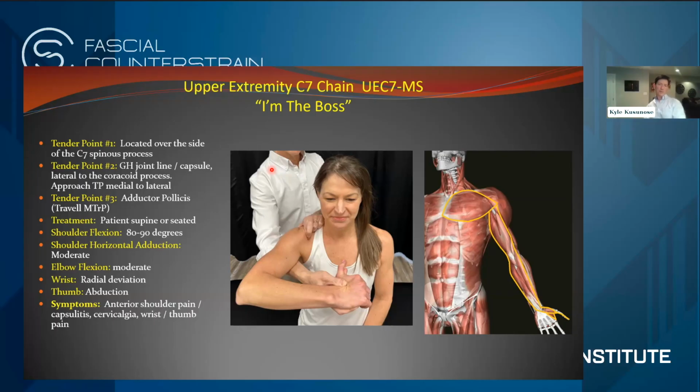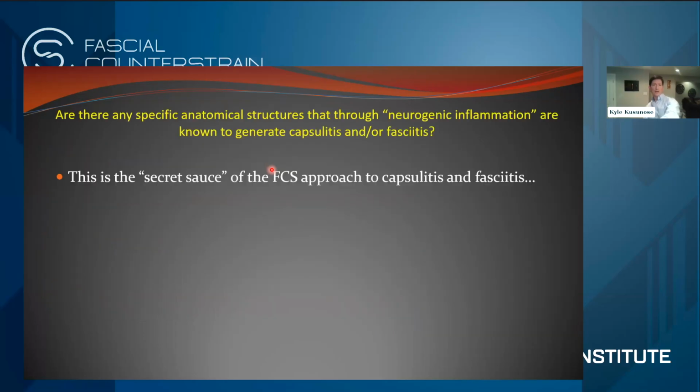But this particular one wouldn't necessarily give you a full capsular pattern, whereas the ligamentum flavum, which we'll talk about, will tighten up the entire capsule. All right, so this is more of an anterior shoulder pain with some limited external rotation.